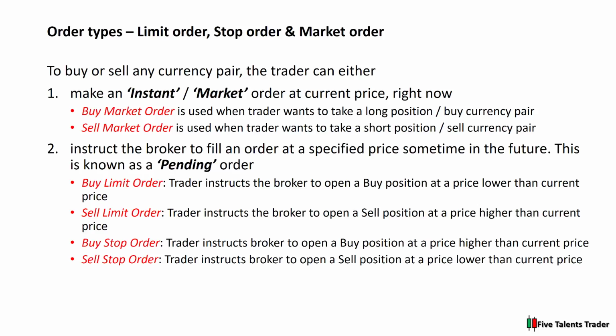Now, the difference between the instant or market order and the pending order is, for the pending order, the trader is asking the broker to enter a trade at a future time and at a future price. And that's the difference between instant and pending. Now, for the pending order, we have two types of pending orders. There is the stop order, which is either buy stop order or sell stop order, and there is the limit order, which is either the buy limit order or the sell limit order.